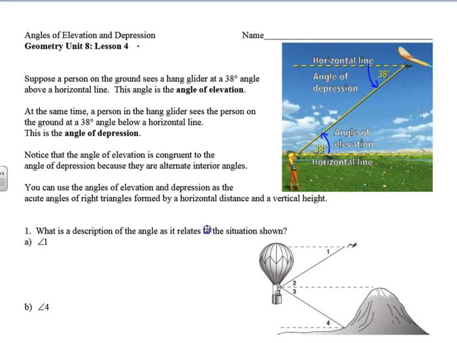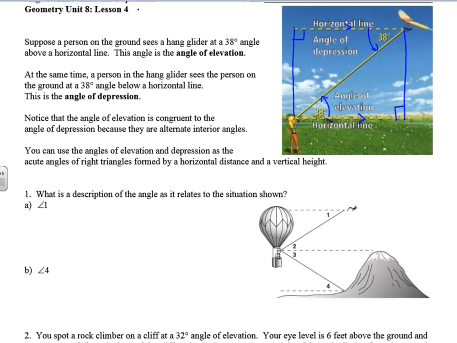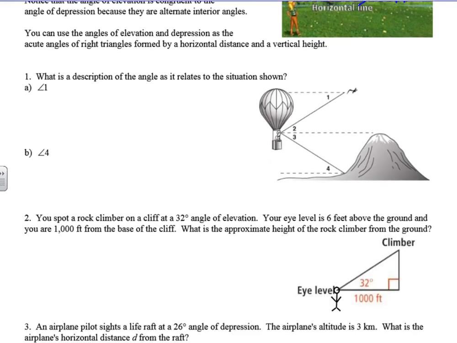If you notice, the angle of elevation is congruent to the angle of depression because they're alternate interior angles, so really these lines are parallel to each other. We can use the angles of elevation and angles of depression as the acute angles of a right triangle formed by the horizontal distance and the vertical height. So we can create a right triangle here, and when we create that right triangle, that's going to allow us to use trigonometry. So what is the description of the angle as it relates to the situation?